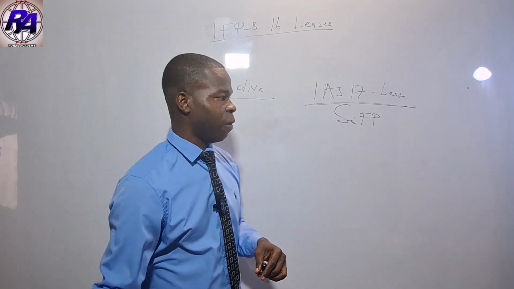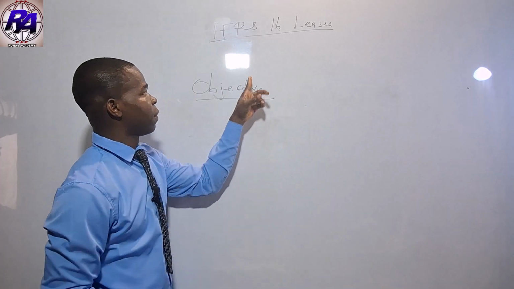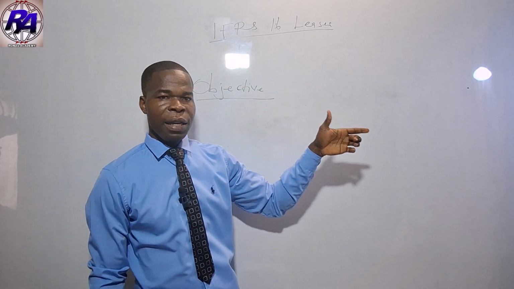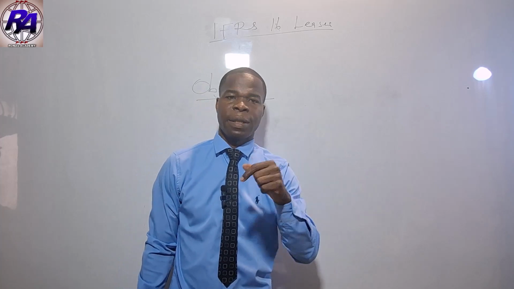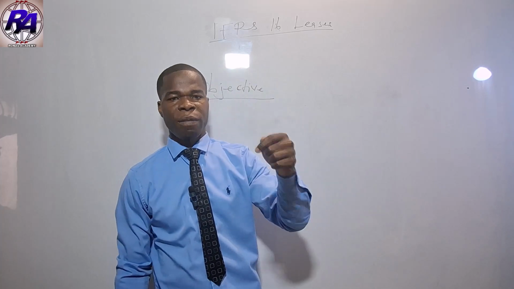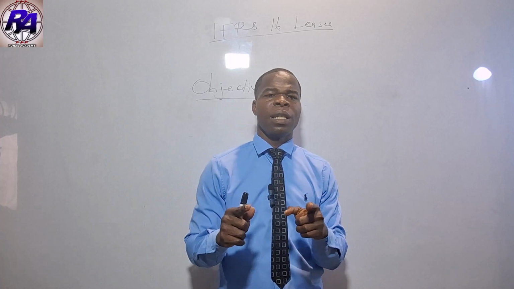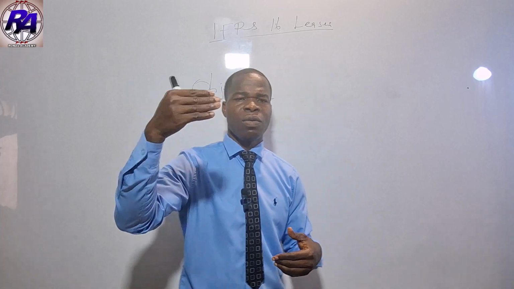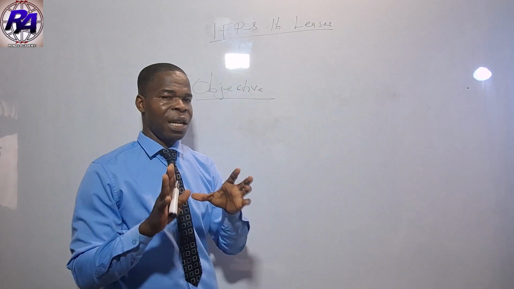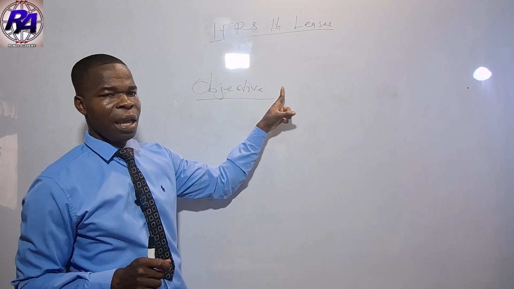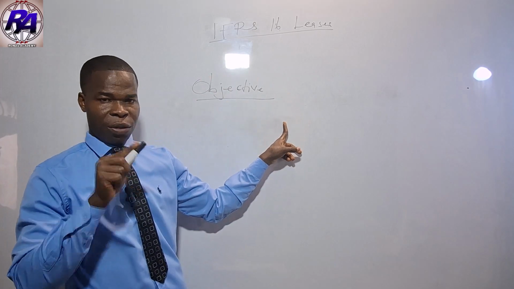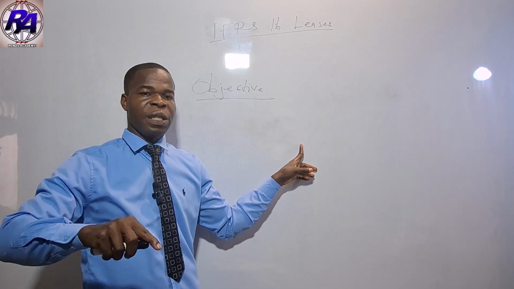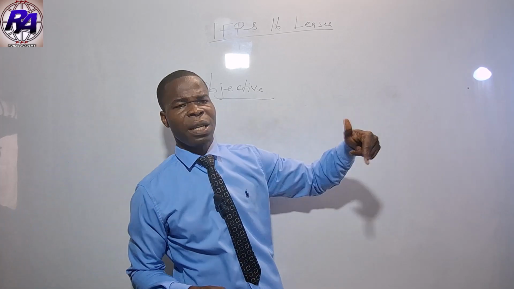Now, the main objective of IFRS 16 is to aid the lessor and then the lessee to provide information in a manner that faithfully represents those transactions. The objective is as simple as this: to aid a lessee and then a lessor to provide us with information in a manner that faithfully represents the lease contract.